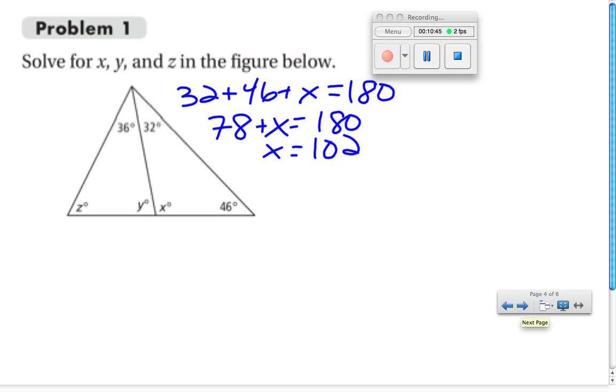And once I have x, y should just kind of fall naturally out of us. What do I notice about x and y? They're supplementary. They form a linear pair, yes. So y will be 78.